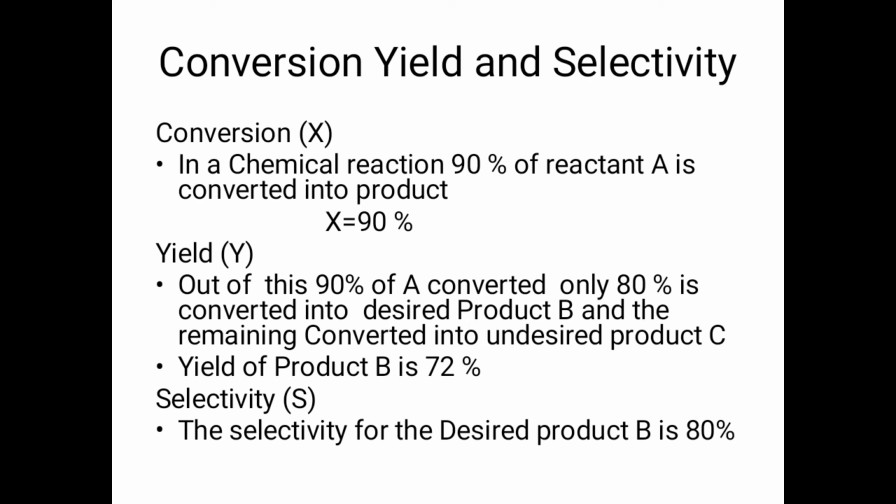Then selectivity. The selectivity of the desired product B is 80% because only 80% is converted into desired product. Therefore, the selectivity is called 80%.